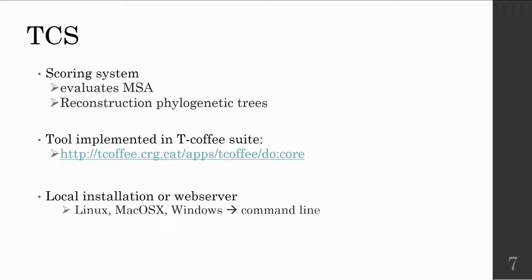Now, what is TCS? TCS is a scoring system, and with the scoring system it is possible to evaluate these multiple sequence alignments, and with the scoring system you can create weighted output or filtered output, and with this filtered or weighted output you can reconstruct phylogenetic trees. It is a tool implemented in the T-Coffee suite, meaning that it is an extension of T-Coffee, and you can install it locally or you can use the web server.